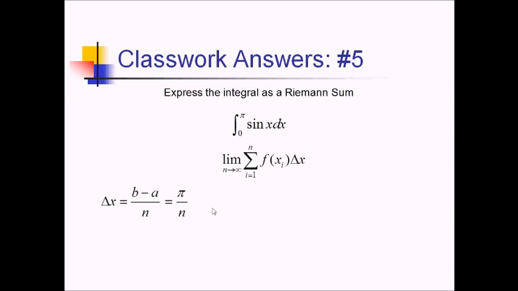And then we're going to use this to figure out this f of x sub i. x sub i is basically just the first x value plus i times delta x. So in this case, x sub i is going to be 0 plus i times pi over n, so pi i over n. And then we're going to plug all that into the actual function. So instead of writing f of this stuff, I'm going to write sine of all this stuff. And then we'll also have a times pi over n for that delta x there.